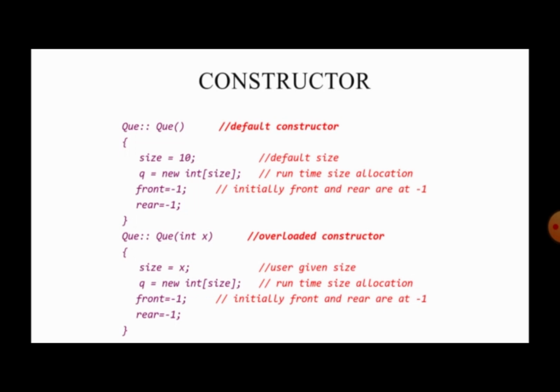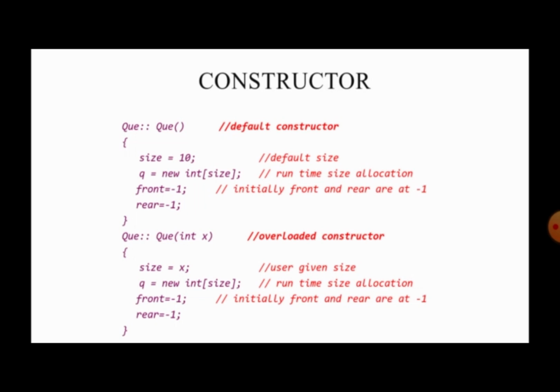First of all, the size is assigned the value 10. So when we create the object by the default constructor without passing any argument, then the default constructor will be called and the size of the queue will be 10. In the next statement, queue is equal to new int[size]. By this statement, we are allocating the memory at runtime. We are creating the array to store the elements of the queue, and the array size will be 10, as size has the value 10.